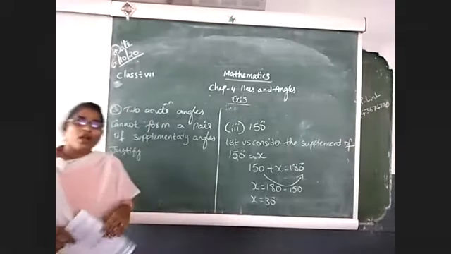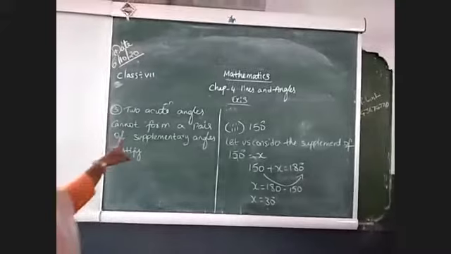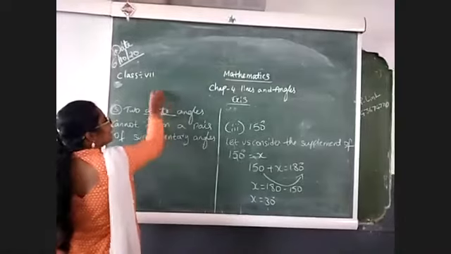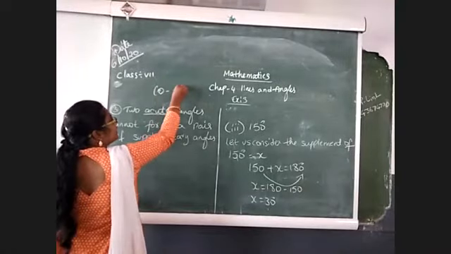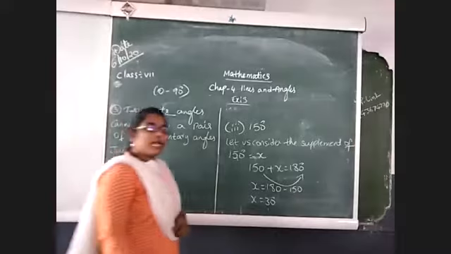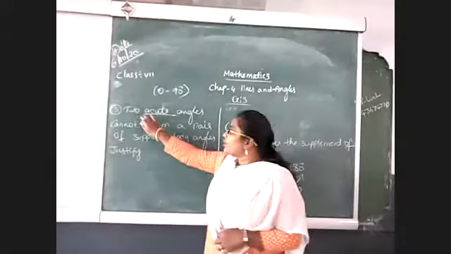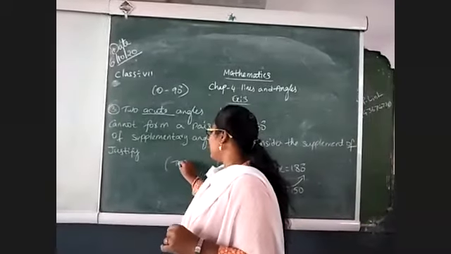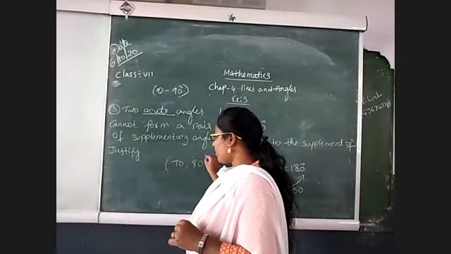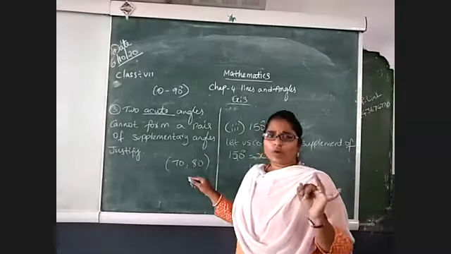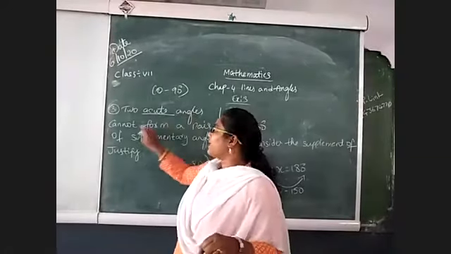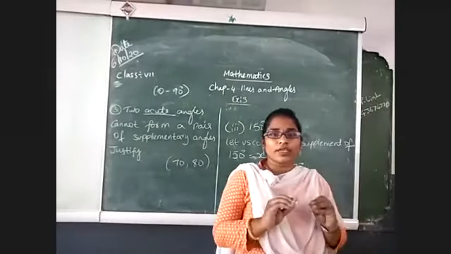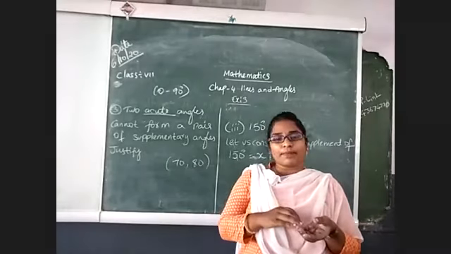Two acute angles. Acute means what? The angle lies between 0 to 90 degrees. Then we say that those angles are acute angles. You have to take any two acute angles. Let me take one example: 70 and 80. 70 is an acute angle, 80 is also an acute angle. Two acute angles cannot form a pair of supplementary angles. If you take any two acute angles, are you able to form a supplementary angle?